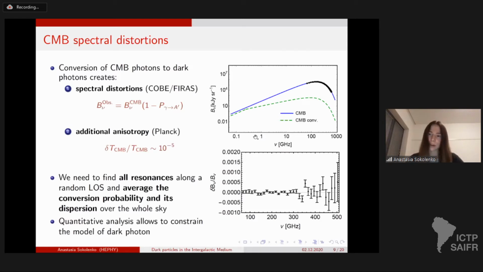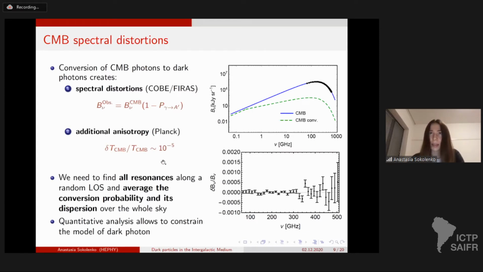But if you have a conversion, then what you would observe here at Earth would not be a Planckian spectrum, but it will be multiplied by the conversion probability. So we will disturb the spectra, and from this we can put quite strong constraints on dark photons. And moreover, we can use the data from Planck, because we know that to a very high precision, the CMB is very isotropic, up to 10 to the minus 5.